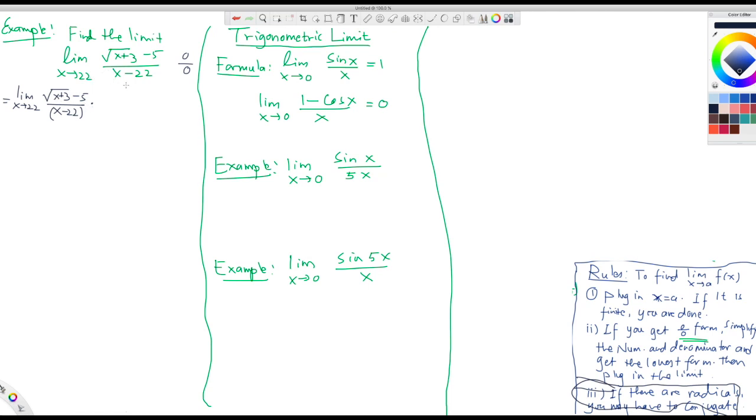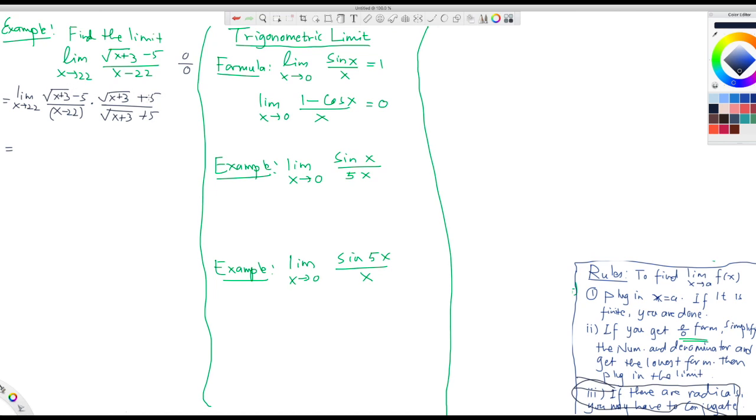What we do here usually is if there is a root in the numerator, you multiply by the conjugate of the numerator. If there is a root in the denominator, you multiply by the conjugate of the denominator. Okay, that's what you do. So here it is root x plus 3 plus 5 over root x plus 3 plus 5. Now you multiply the top, it is like a minus b times a plus b.